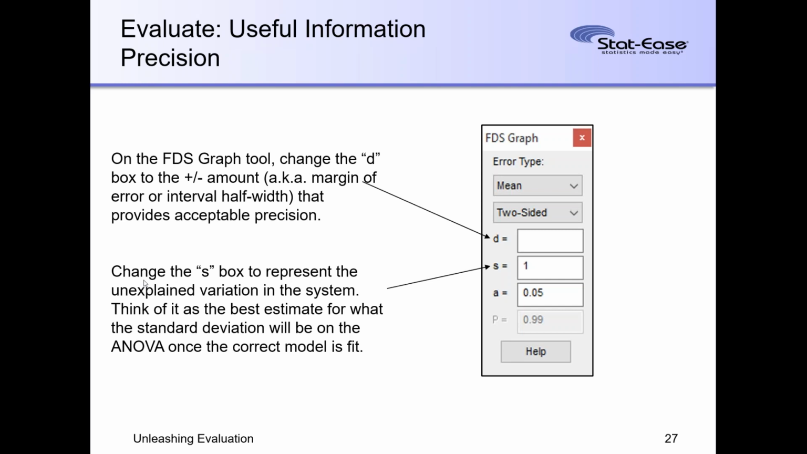Change the S box to represent the unexplained variation in the system. And again, think of that as the best estimate for what the standard deviation will be on the ANOVA once you fit the correct model.